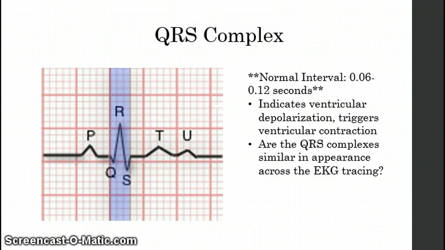The QRS complex shows ventricular depolarization, which triggers ventricular contraction. Here, we must take our calipers to measure from the end of the PR interval to the end of the S wave. Remember, the beginning and the end of the wave are based off of when the wave leaves the invisible line. This is normally 0.06 to 0.12 seconds, which is 1.5 to 3 small boxes. Here we must ask, does the interval fall within the normal range of 0.06 to 0.12 seconds? Do all the QRS complexes look similar?